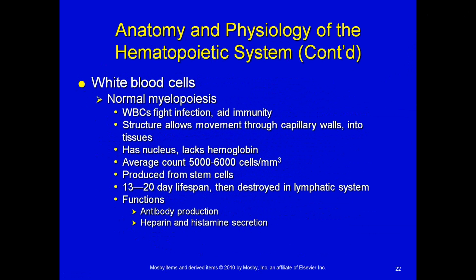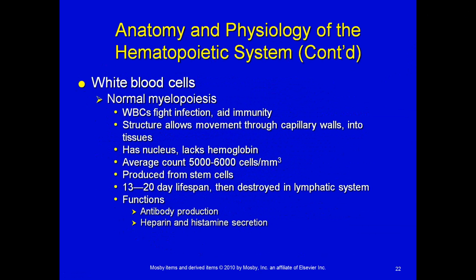White blood cells, and the normal myelopoiesis, which is the production of white cells. White blood cells fight infection and they aid in immunity, and again, because they are disc-shaped and can get long and narrow through tighter vasculature, they too move freely through the capillaries and into the tissues.